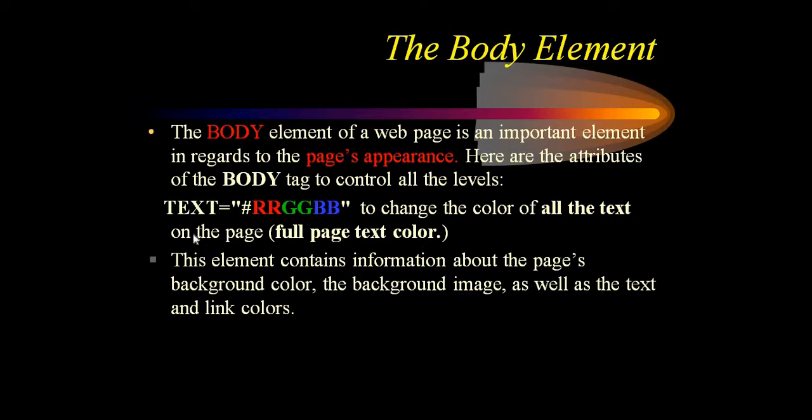Here are the attributes. The first one is text. Here I am using RGB, so the RGB format can be used, or you can simply write the name of the color or the hexadecimal value to change the color of the text. Text is the attribute used with the help of the body tag. This element contains information about the page background color and background image. You can also set an image as a background in the body tag, as well as text and link colors.